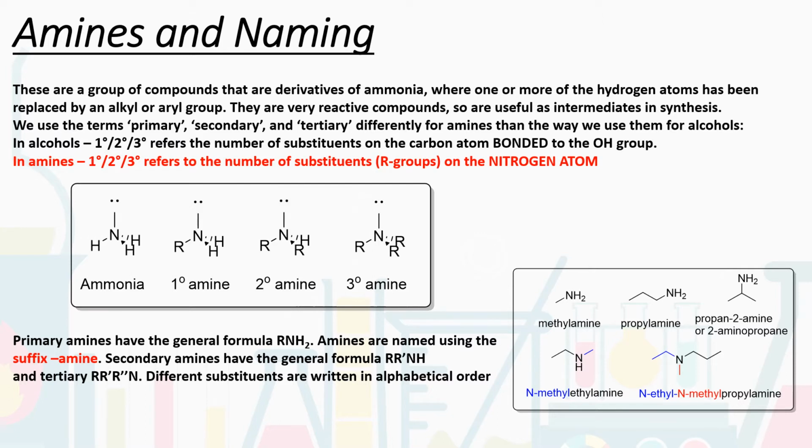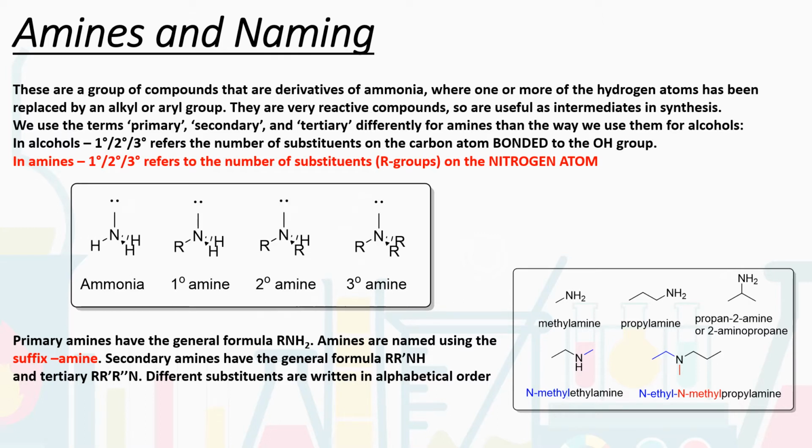Secondary amines have the general formula of R-NH-R', where the R' just represents a different alkyl group. Of course, it could be the same. And tertiary R-R'-R''-N. And different substituents are written in alphabetical order. So if we look at the examples on the right, the first example is simply methylamine. So the way we name them is we take our chain length, which in this case is 1 carbon long, so it's based off a methyl length chain, and then it's an amine, so we use the suffix amine. So it's methylamine. Likewise, if our carbon chain length was 3 carbons long, that would be propylamine.